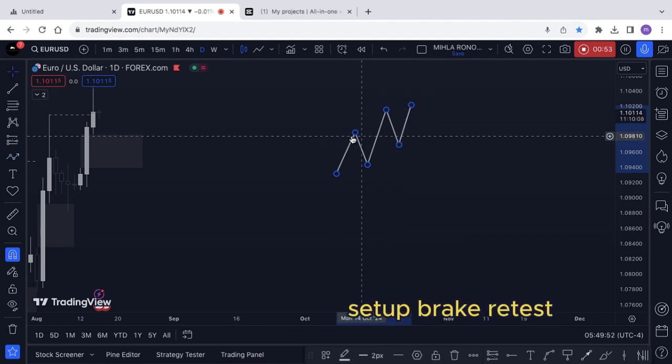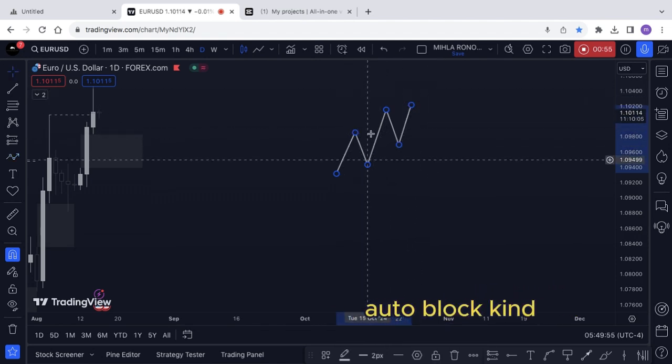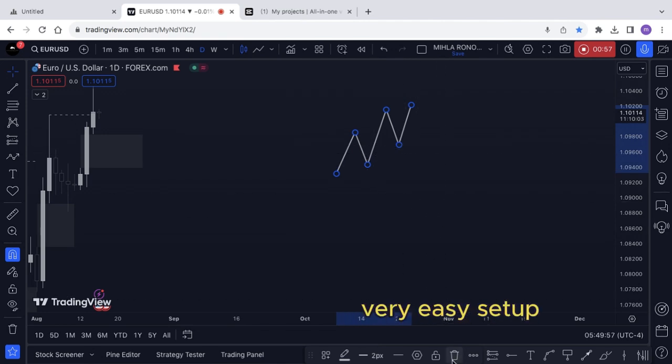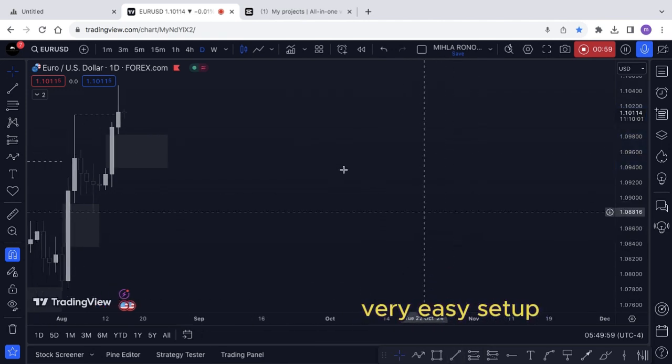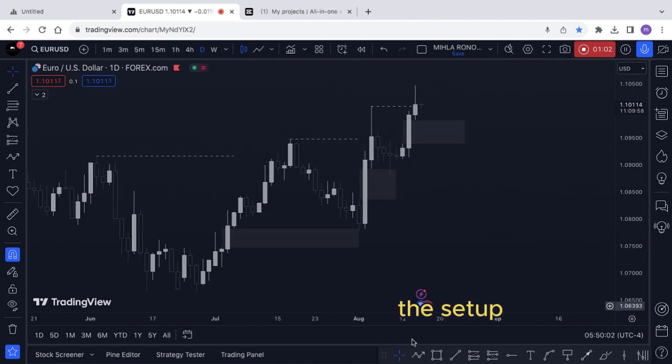So very easy setup: break, retest, break of structure, order block kind of vibes. It's a very easy setup that I took. So this was the setup.